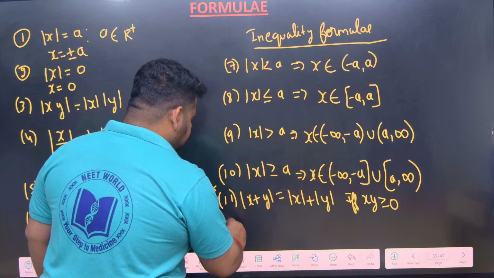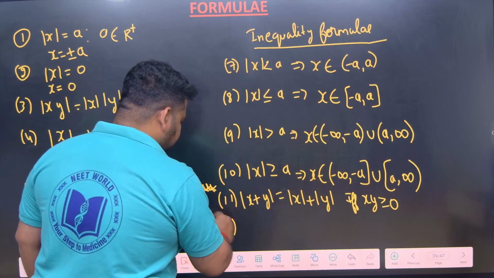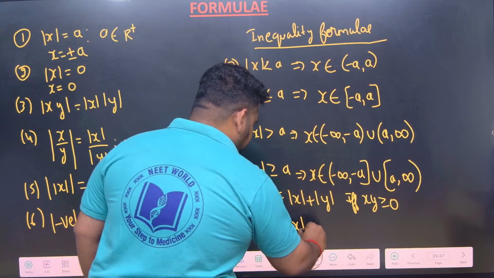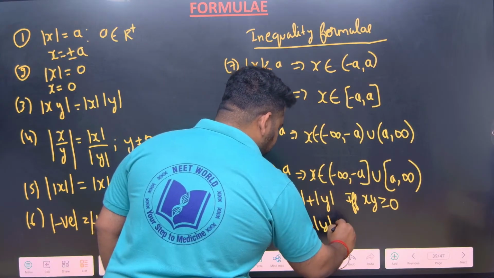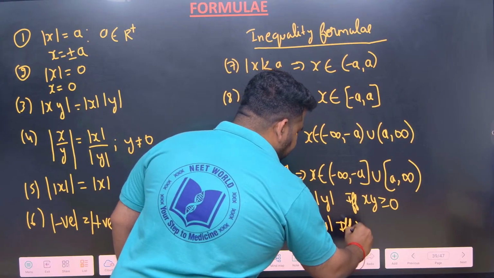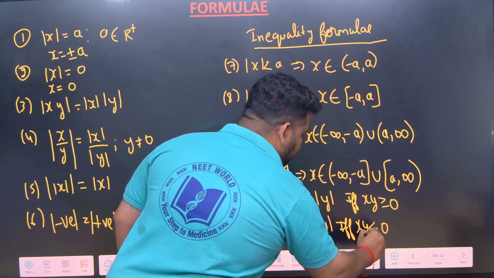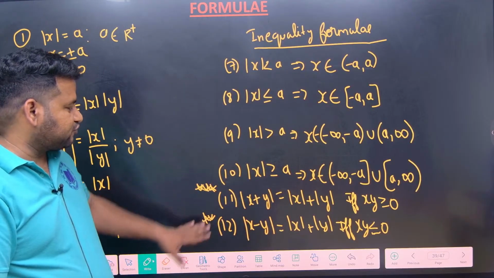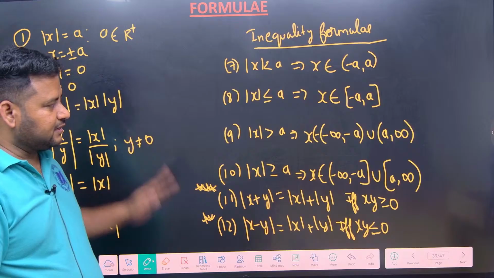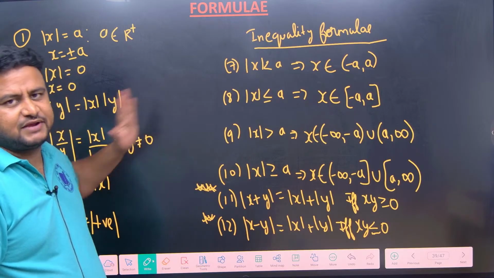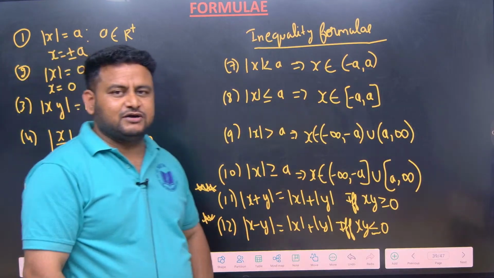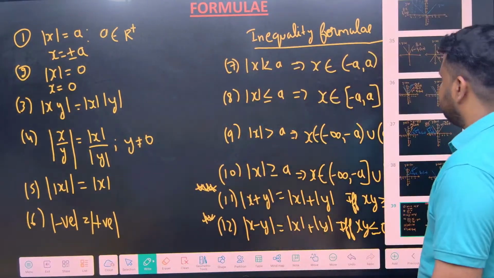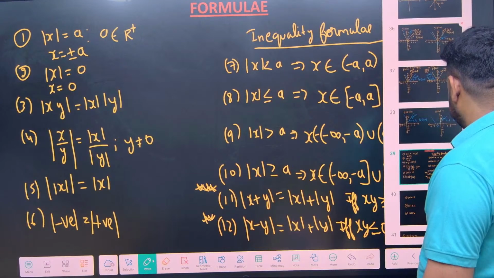Similarly, the 12th formula is also highly important. Mod of x minus y can be written as mod x plus mod y, here also if and only if xy is less than or equal to 0. Highly important, these two formulas. Clear? These inequality formulas are all very important because based on inequalities they will give questions in modulus functions. So let us go to some more formulas before we go to examples.